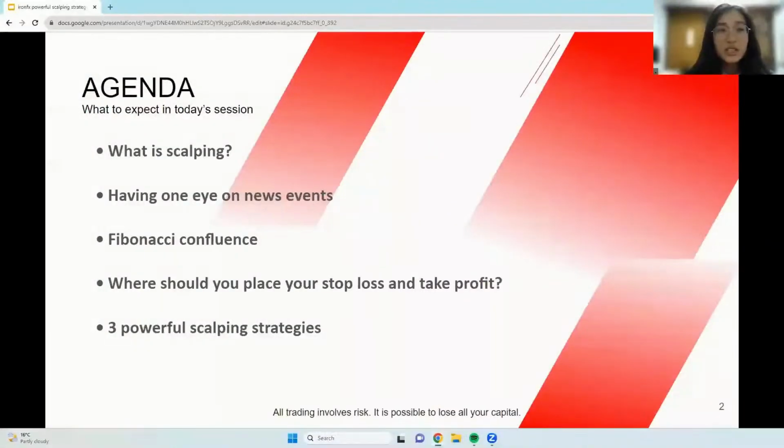Okay, so here's our agenda. We'll just do a brief intro to scalping for those of you guys who aren't familiar with it. And then we'll take a look at Fibonacci confluence and where you should place your stop loss and take profit. And then stay tuned to the end to where we'll go through three powerful scalping strategies.